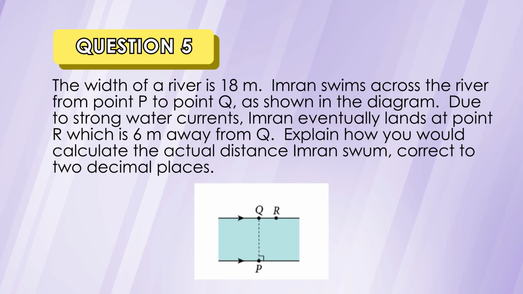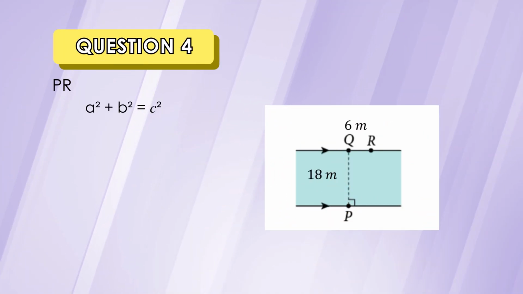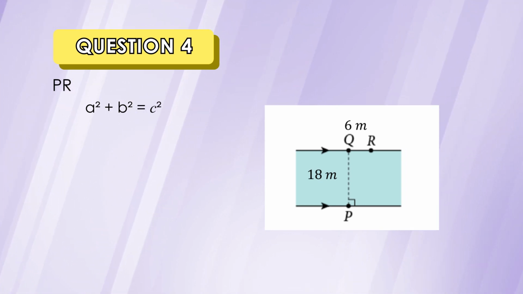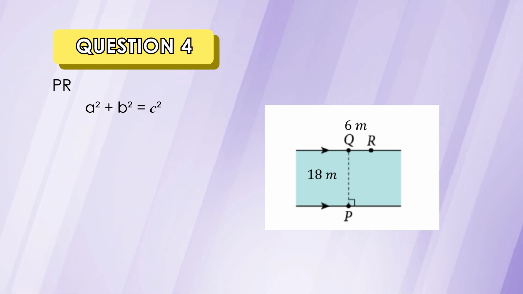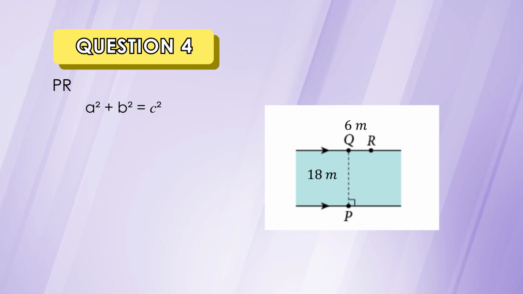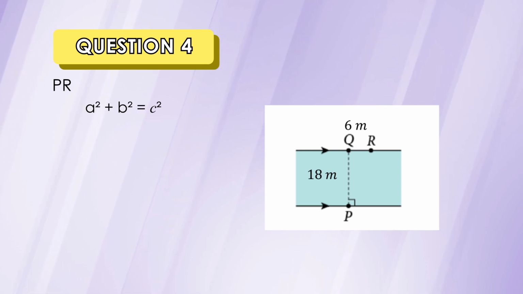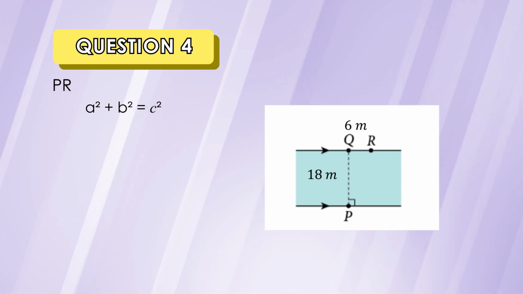Children, we definitely need a plan to answer this question. Do you have any idea? Perhaps we should label the diagram with the given information. Width of the river means the length of PQ. So, PQ is 18 meters. QR, on the other hand, is 6 meters. The question wants us to find the actual distance that Imran travelled, which is from point P to point R. That means we need to find PR.